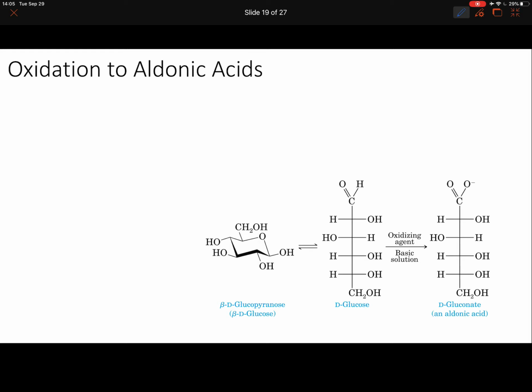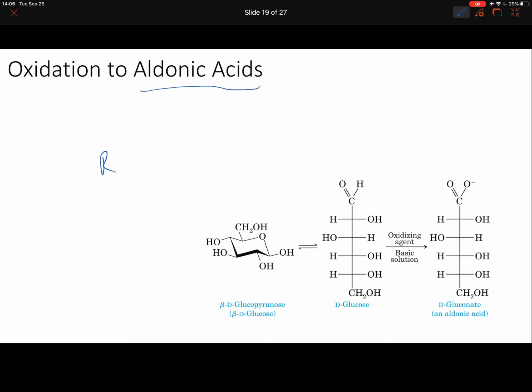Let's talk about the other reaction of sugars. So they can be reduced to alditols, but they can also be oxidized. We call these aldonic acids. Remember, ketone groups and ketoses cannot be oxidized, so they don't turn into acids. Only the aldehydes do. So the aldehydes can be oxidized under basic conditions to form a carboxylate anion. The oxidation product, we call it an aldonic acid. And a carbohydrate that reacts with an oxidizing agent to form an aldonic acid, we call those reducing sugars.